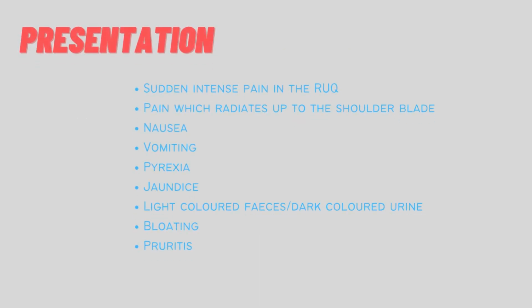The presentation for biliary disease can differ slightly depending on the exact pathology. However, common presentations include sudden intense pain in the right upper quadrant, usually worsened by eating, pain which radiates to the right shoulder blade due to vagus nerve irritation, nausea, vomiting, pyrexia, jaundice, light-coloured feces or dark-coloured urine, bloating, and pruritus, which is an itching of the skin due to a bilirubin buildup.